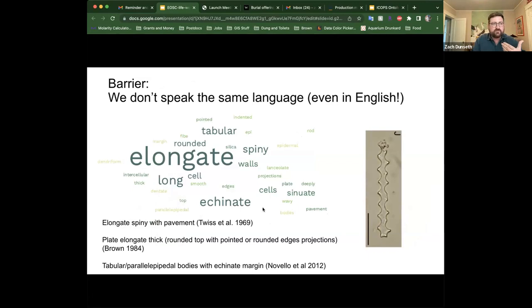To the left here, I have a word cloud taken from 15 synonyms from the ICPN 2.0 of this same morphotype over the last 50 years. And what we can see is how many different words have been used to describe the same phytolith. For direct examples, we have something as simple as elongate spiny with pavement to things like tabular parallel pital bodies with echinate margins. This is, of course, very hard when we're trying to communicate phytoliths more simply between different people.